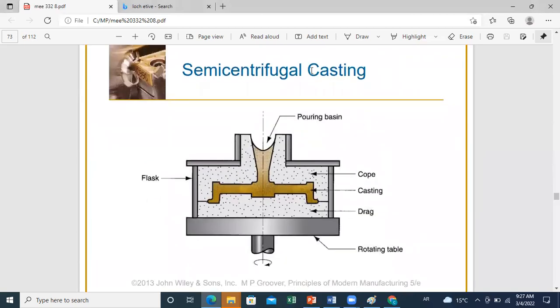Another type, this figure illustrates the semi-centrifugal casting. As you can see, in this case, you have the cope and drag parts as usual. You have a rotating table which will create the centrifugal forces. But the difference here is, as we said, it's a full part. You don't have just a thin part like in the first type of casting. And at the end, if you find the center part weak, you can remove it. Or depending on your application, if you don't have to ensure very high mechanical properties at the center, you can keep it.